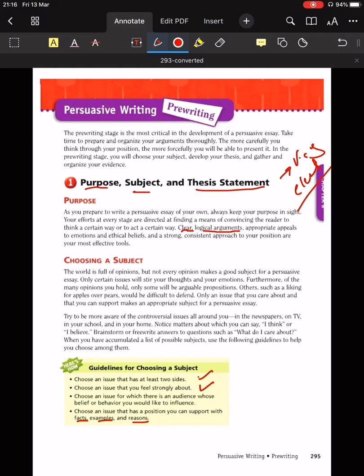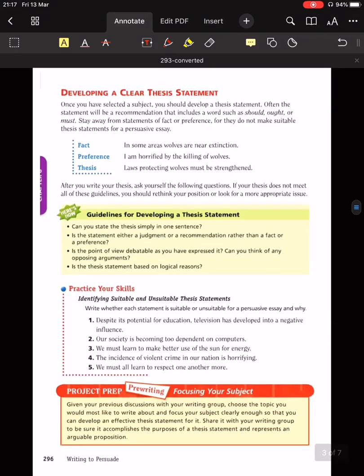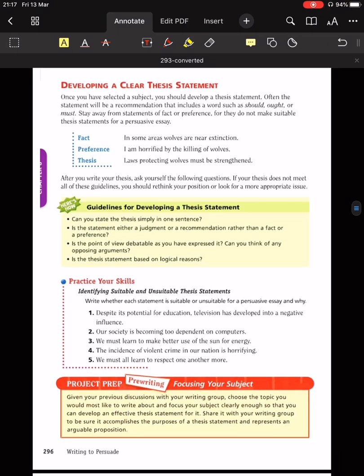Remember, it's essential to know what you want to write about, as well as the track that you want to take to address that, which we call the purpose. So understanding our purpose and how we choose the topic are extremely important. Yet if we move on, we see the fact of developing a clear thesis statement.